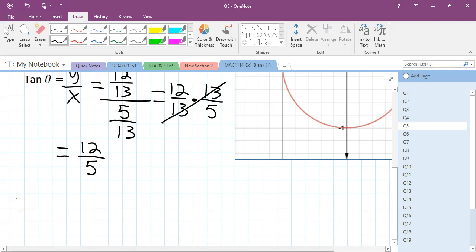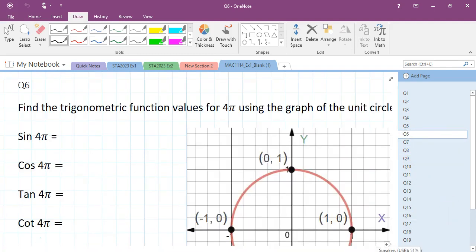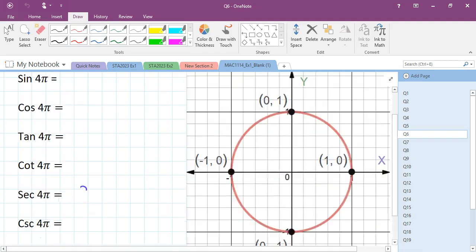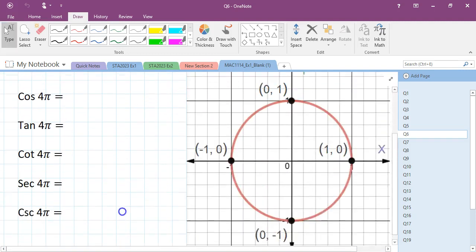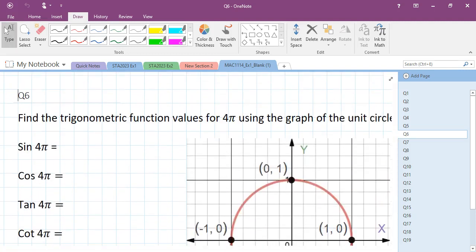All right. Question number 6. Same question again, except this time we have all 6 trig functions. Now, they're telling us that the angle we're looking for is 4 pi. So we need to take this and do what to it first?